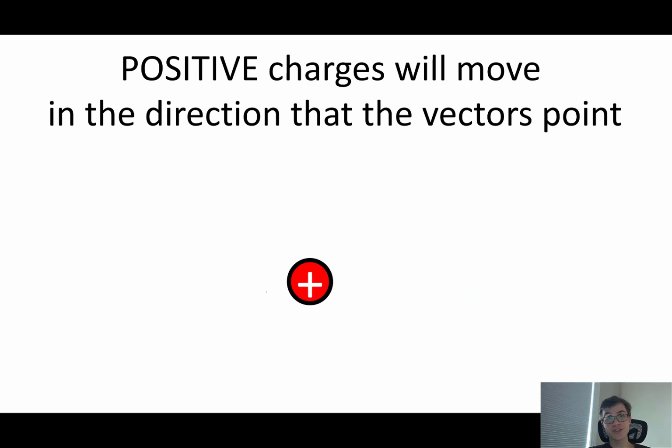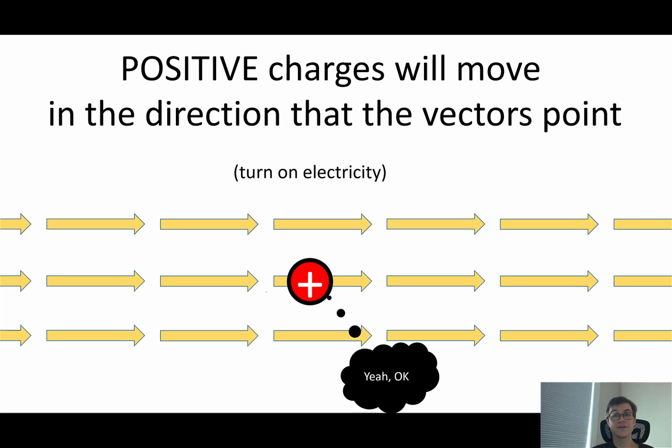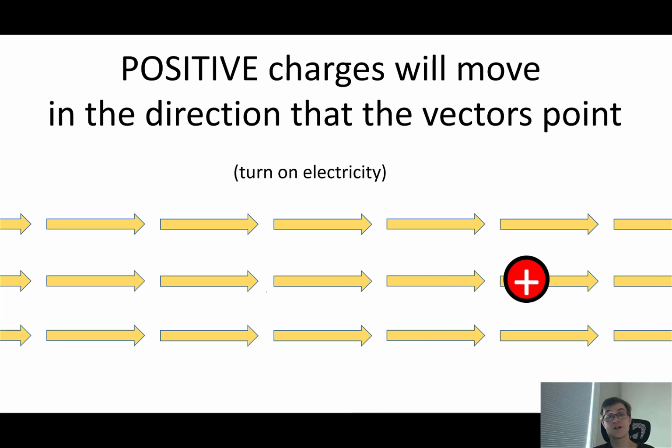So positive charges, they're going to move in the same direction that the vectors tell them to move. For example, if you have a positive charge, then you turn on an electric field around it, it's going to sort of feel the vector that it's on top of, pointing to the right, and say, yeah, okay, I'll go to the right. So the positive charge is going to move in the same direction as the electric field vector.